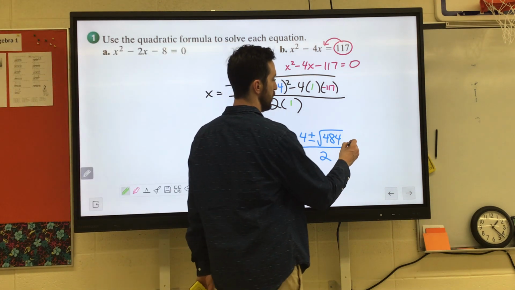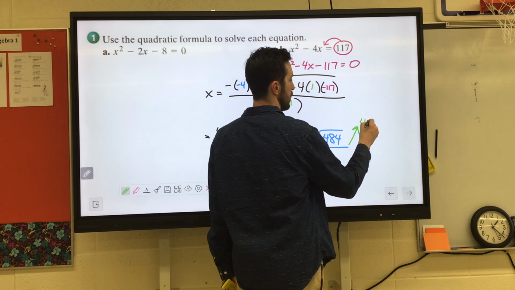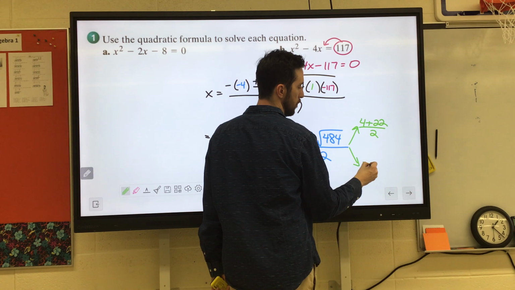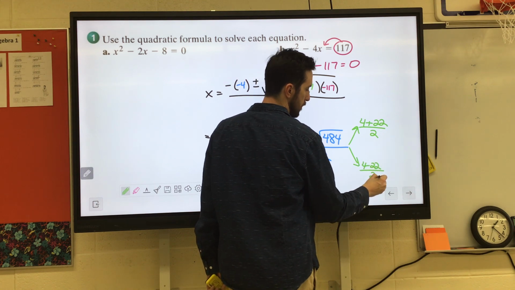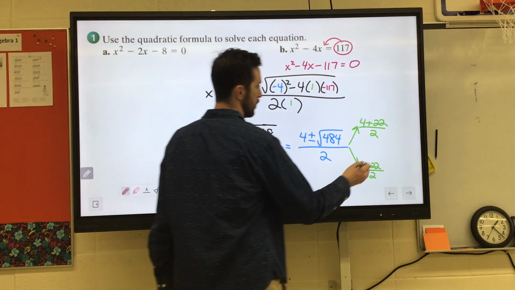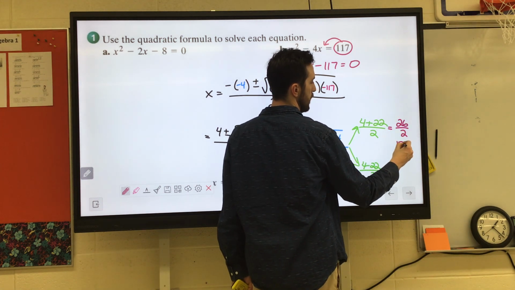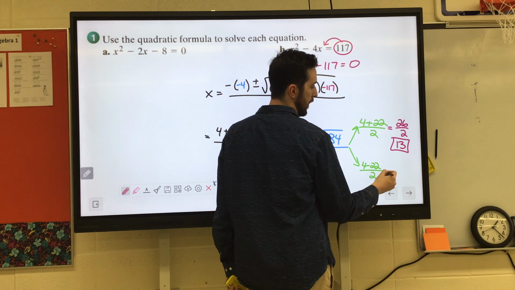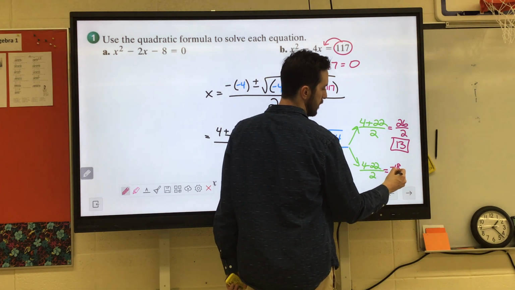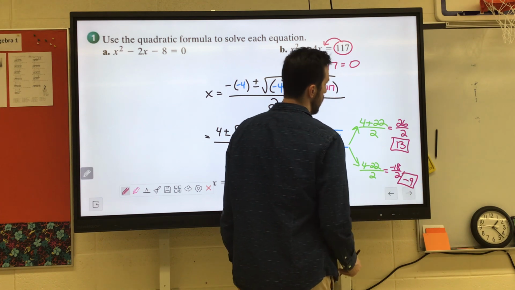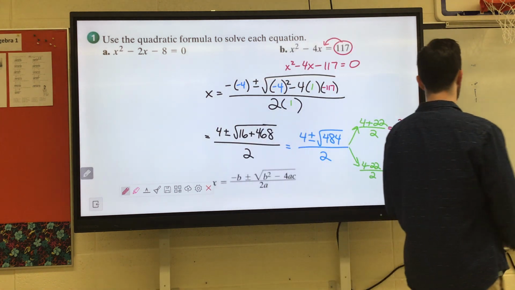So we'll do 4 plus 22 over 2 and 4 minus 22 over 2. 4 plus 22 is 26. Divided by 2 is 13. 4 minus 22 is negative 18, divided by 2 is negative 9. Whew. That was a doozy, man.